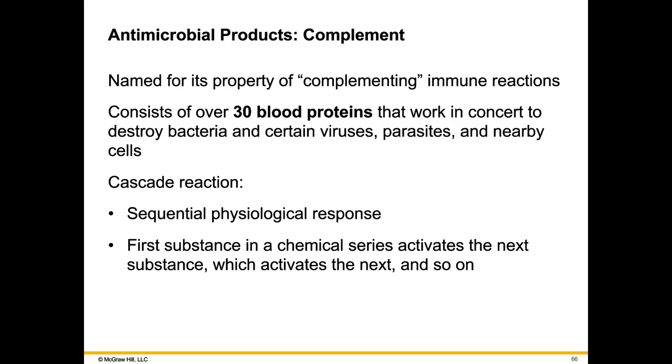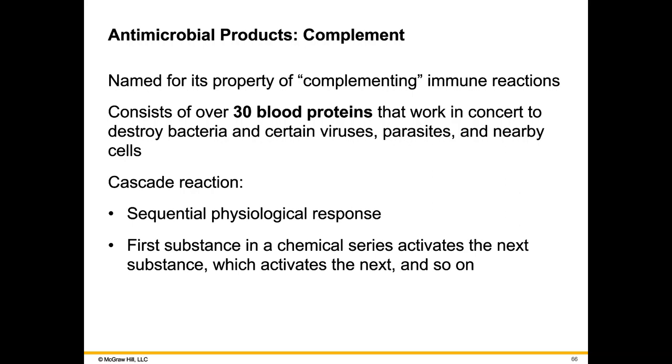Another example of some antimicrobial products that exist in our body is complement. Complement complements the immune system reactions. And it's very complex. We're not going to go into the details, but we'll talk about some things about it. It consists of like 30 some odd blood proteins that work in concert together to destroy bacteria and other pathogens. It has a cascade reaction, which again means it's a sequential process, goes in order like a domino effect, where the first substance in a chemical series is going to activate the next, which activates the next, and so on.